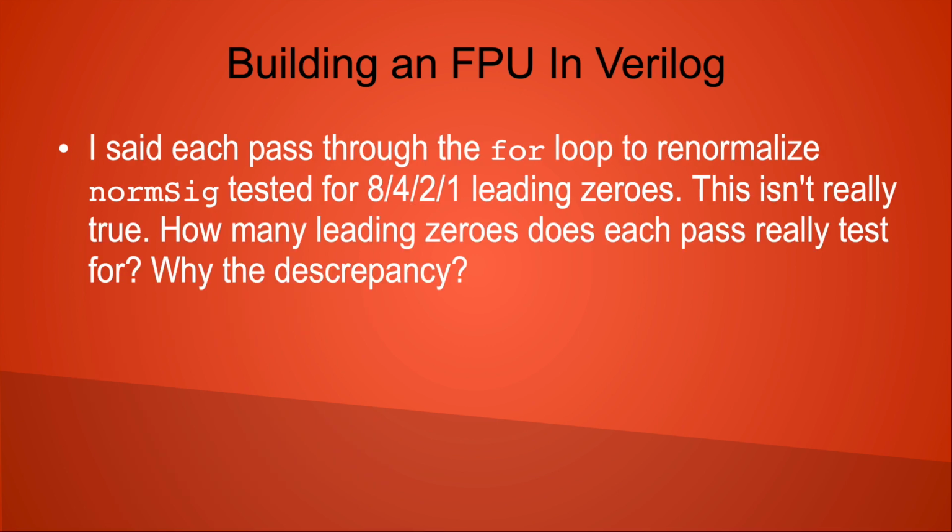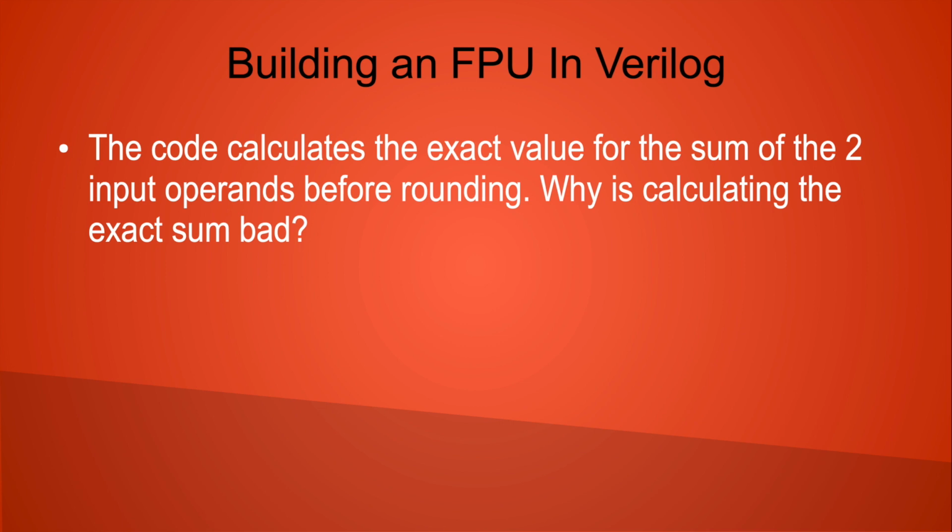For the case when the two significands need to be subtracted, I added a for loop. I said that in the first pass through the loop, the loop tests for 8 leading zeros, then 4 leading zeros, 2 leading zeros, and finally 1 leading zero. Technically, this isn't true. How many leading zeros does each pass really test for? And why is the count different? This implementation of the addition circuit calculates the exact value for the sum of the two input operands before rounding. Why is calculating the exact sum bad?